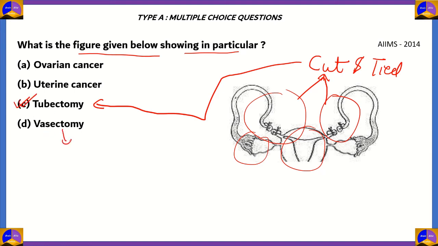Option D, vasectomy, happens in the male reproductive system. And since over here there are no abnormalities in the uterus or the ovary, ovarian cancer and uterine cancer are incorrect options. So the right option here is option C, tubectomy, and you can guess that by the tied and cut fallopian tubes shown here.